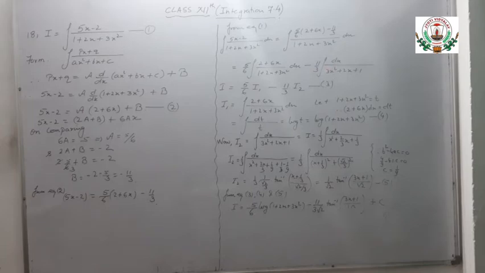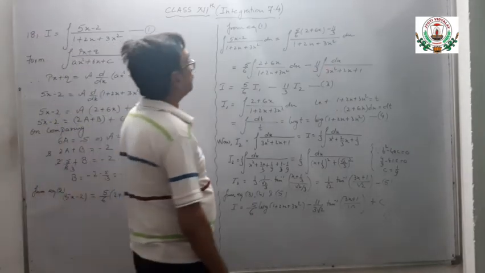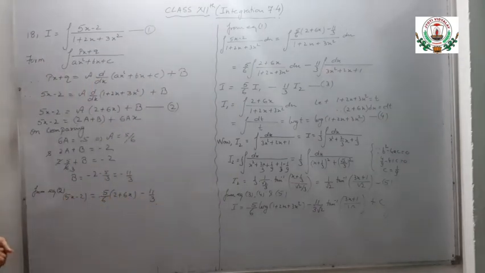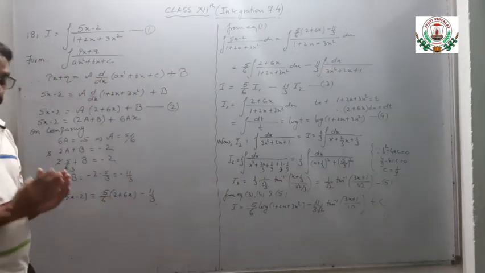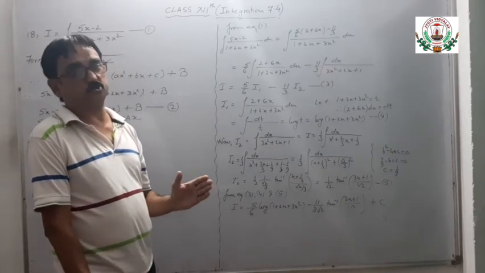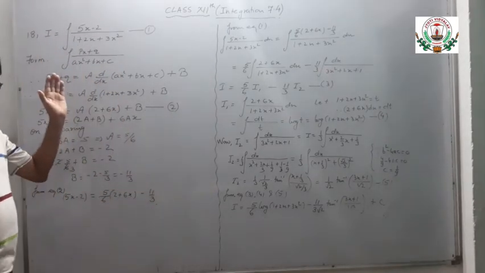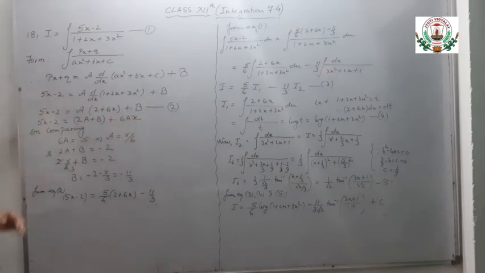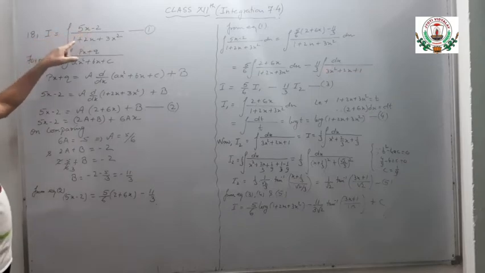Good morning, students. Today I am going to teach you integration 7.4 exercise question number 18. Please listen carefully. It is a very important question and it is a slightly long integration question, so listen carefully. Integration of 5x minus 2 upon 1 plus 2x plus 3x square.